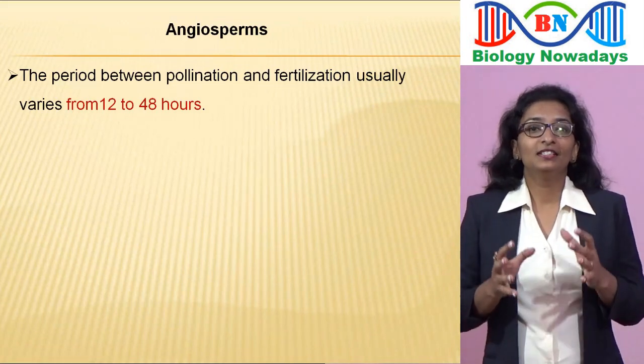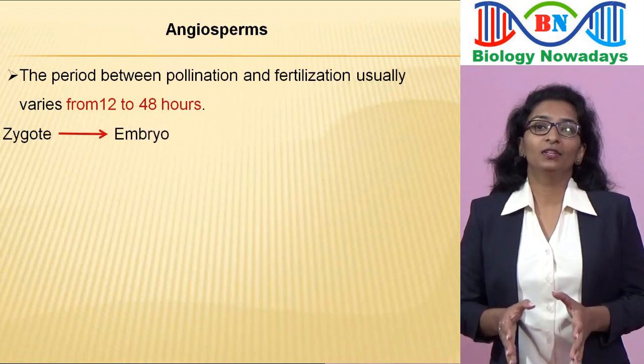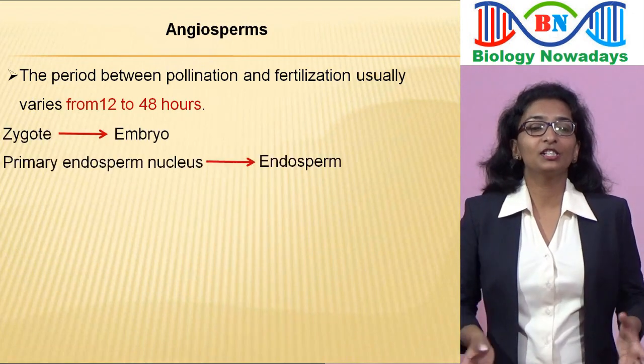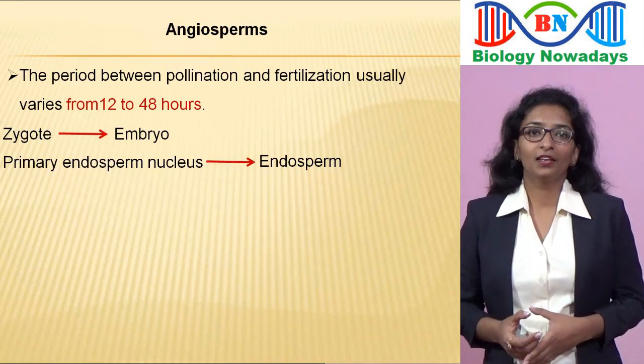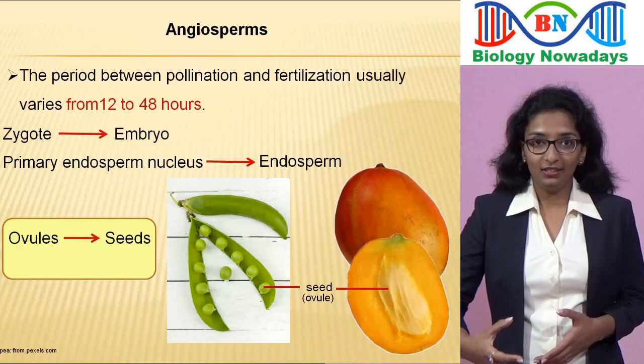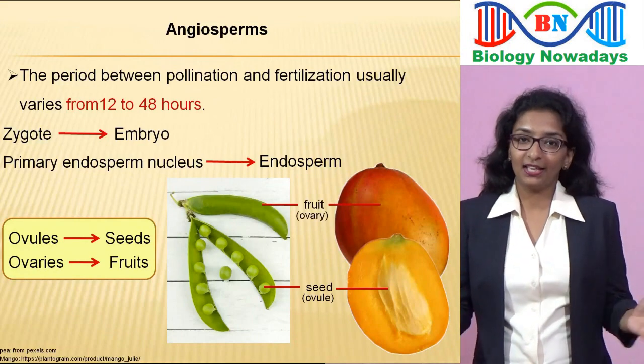The zygote develops into an embryo. The primary endosperm nucleus develops into the endosperm, which provides nourishment to the developing embryo. During these events, the ovules develop into seeds and the ovaries develop into fruits of different shapes and sizes.